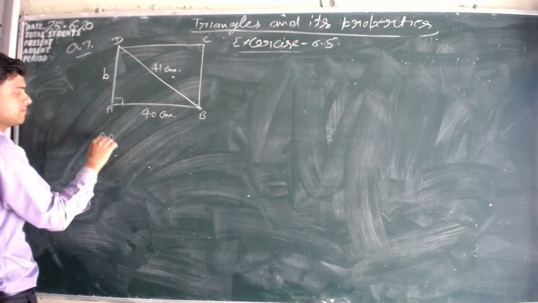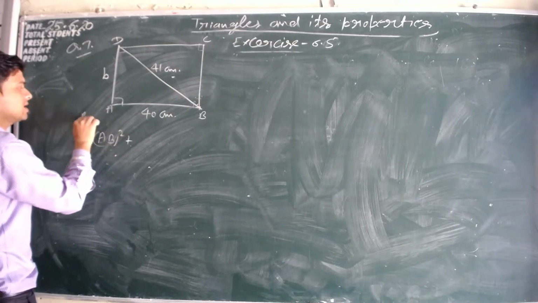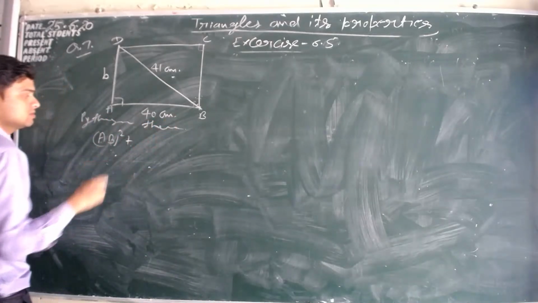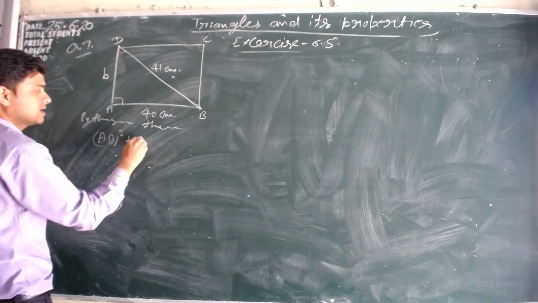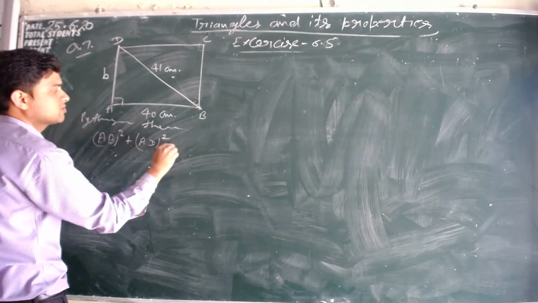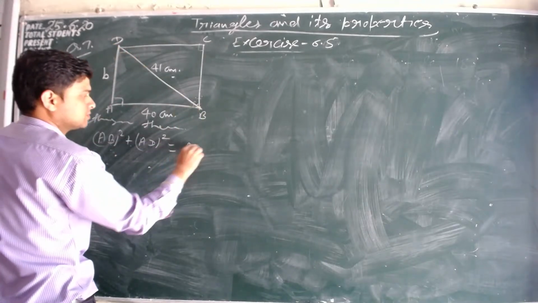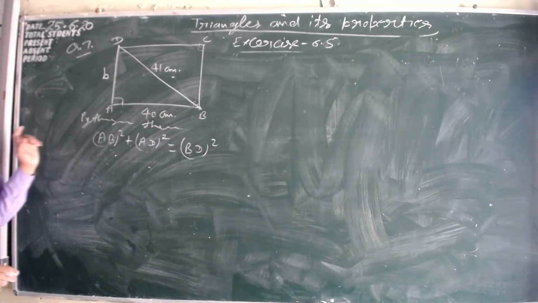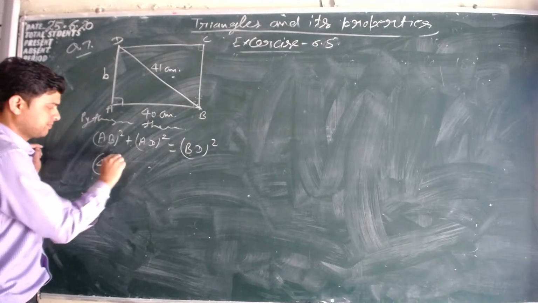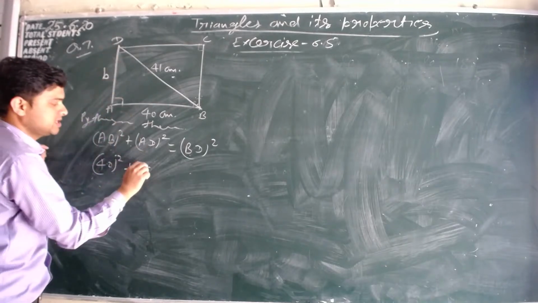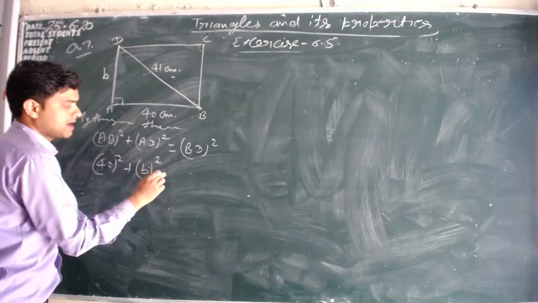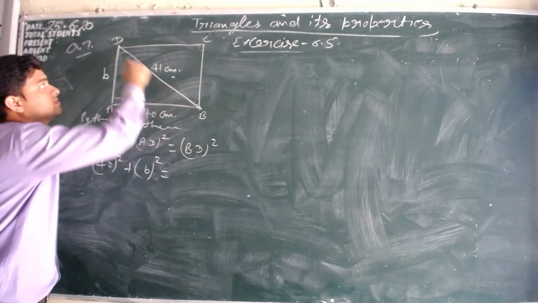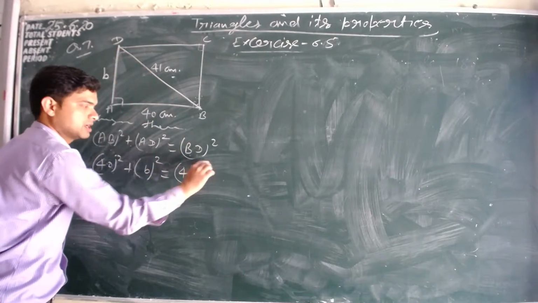The sum of Pythagoras theorem, right? Pythagoras theorem is equal to the sum of base and height squared should be equal to the hypotenuse square. So how do we find the hypotenuse? It is exactly opposite the right angle. AB is equal to 40 centimeter, AD is equal to b, and BD is equal to 41. Clear?